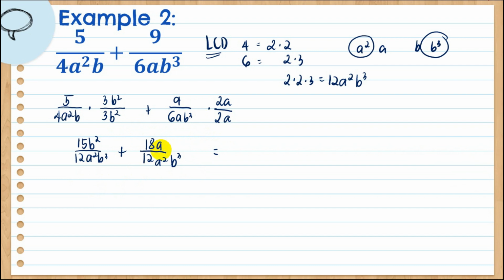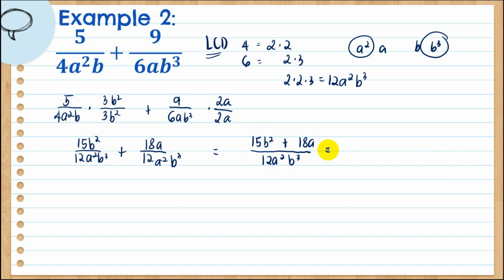Are they like terms? Pareho ba yung variables nila? So, kita nyo naman po, hindi sila magkapareho. So, we can just rewrite it as 15b squared plus 18a. Hindi mo sila pwedeng ipag-add kasi magkaiba yung variables nila. Then, copy the common denominator, 12a squared b cubed.